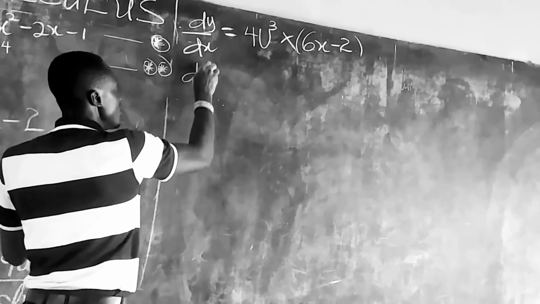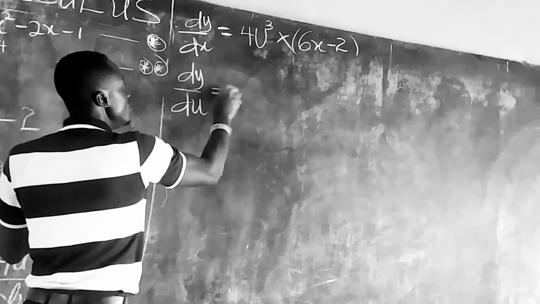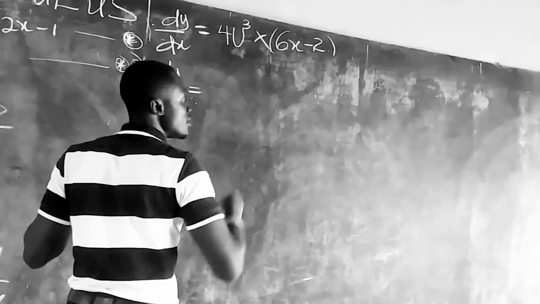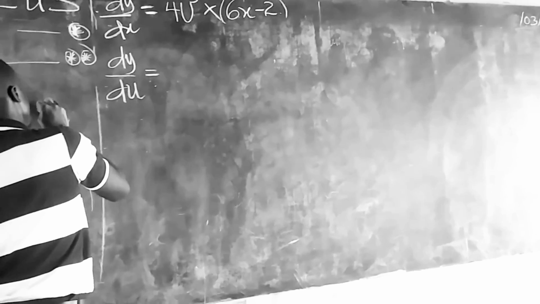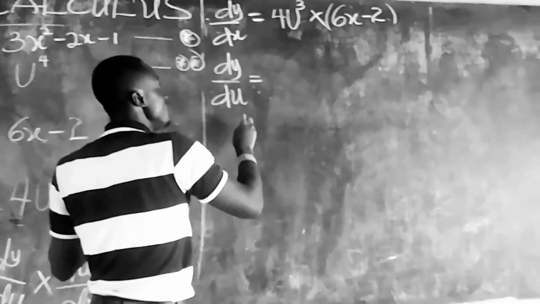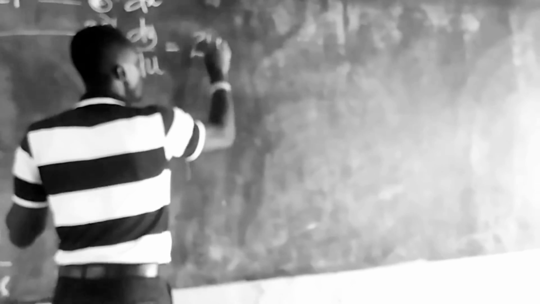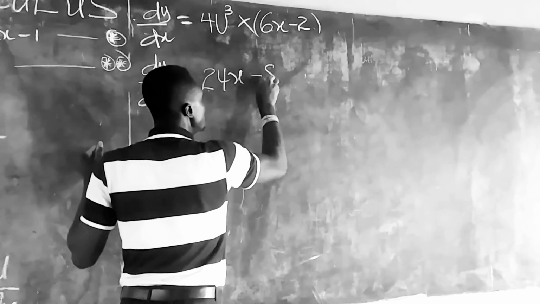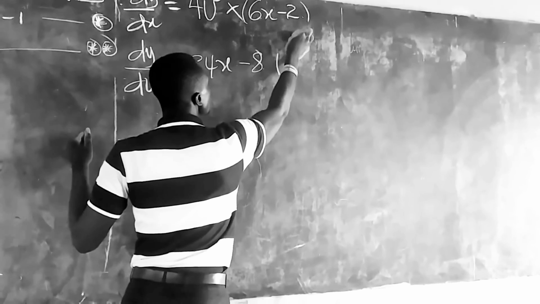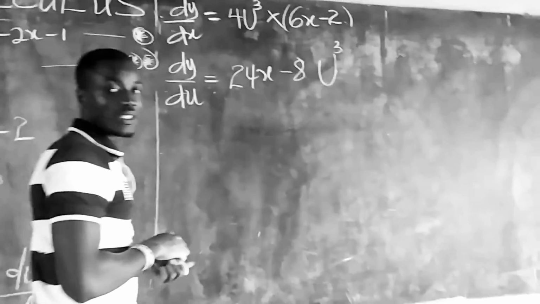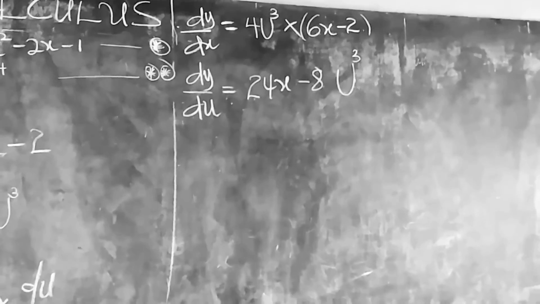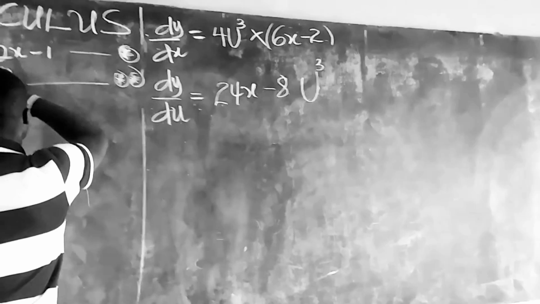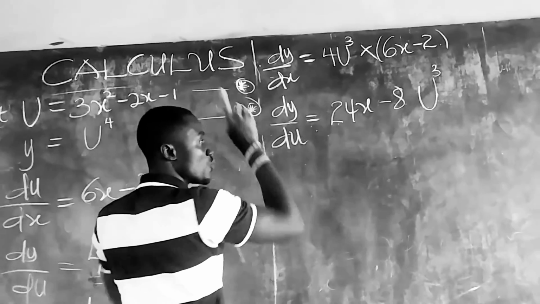So dy dx is equal to 4 times 6x, 4 times 6. That is 24, so you have 24x. 4 times -2 is -8, u cubed. But what is u? Okay, so now our u is 3x squared minus 2x minus 1.